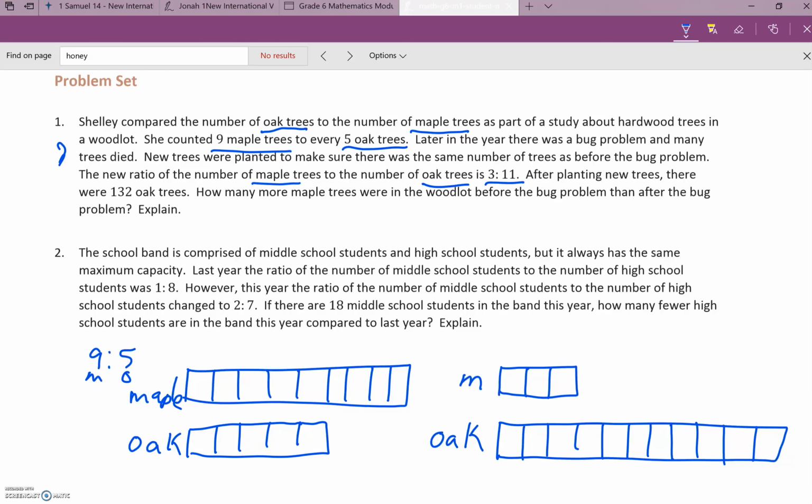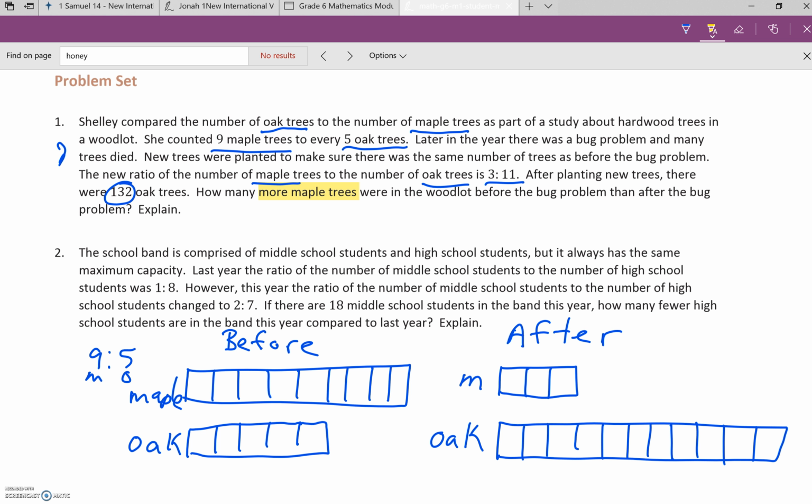Then it says, after planting the new trees, there were 132. So this was before the bug problem, and this was after. So I have those big labels up top to keep track. And after planting, there were 132 oak trees. How many more maple trees were there in the woodlot? So this is my how many more maple trees were in the woodlot before the bug problem.